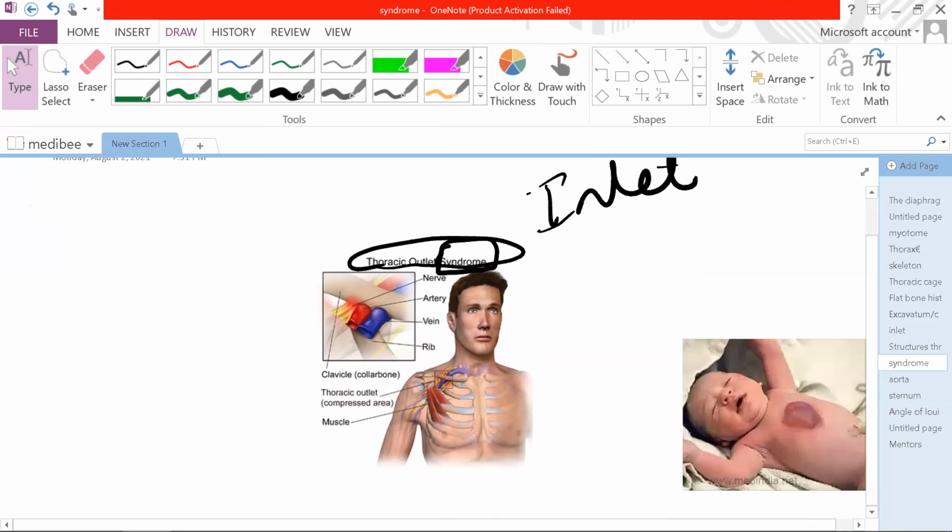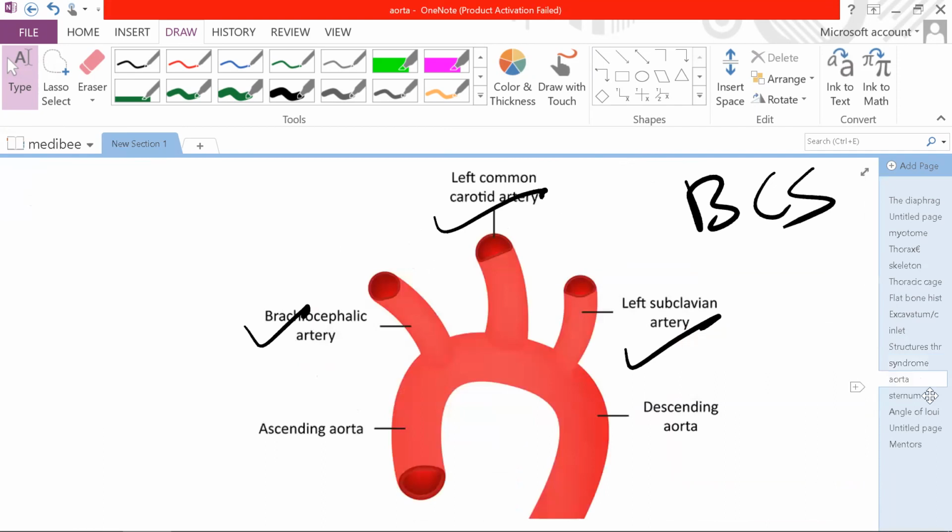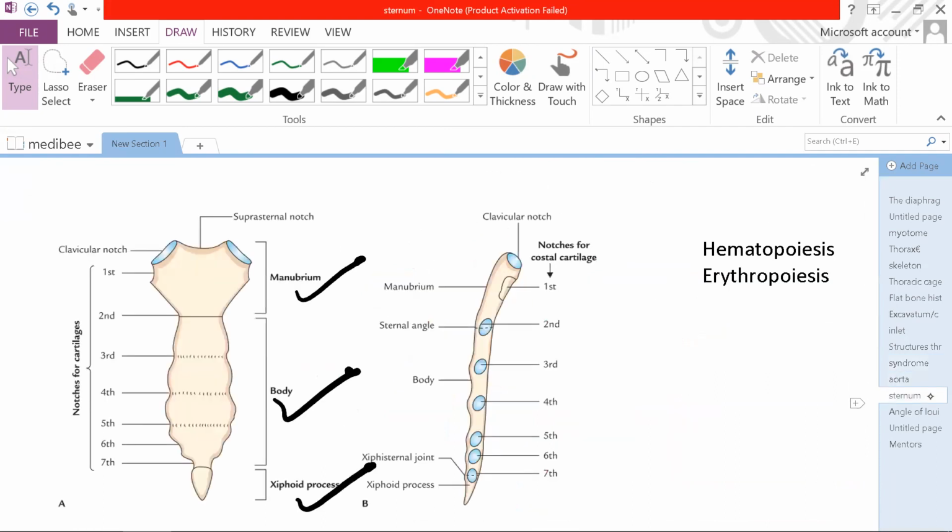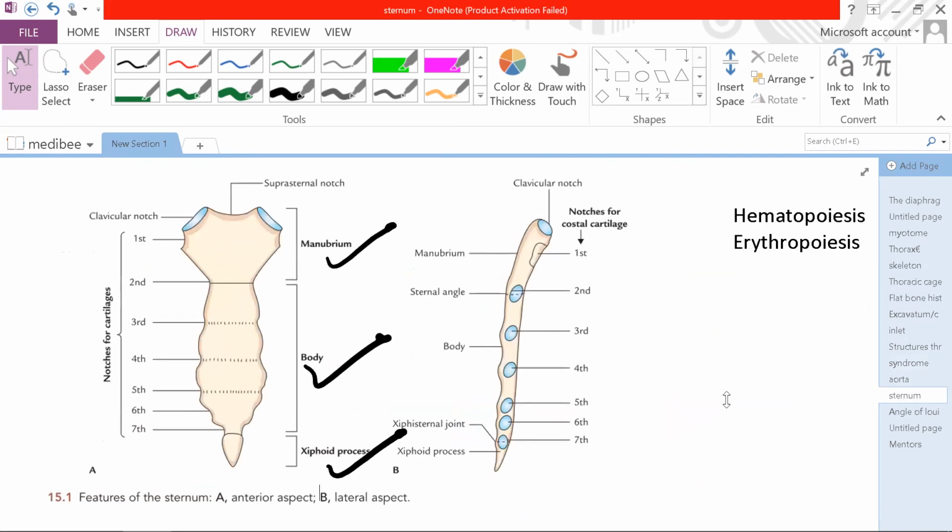Now let's go to the next important topic for today, which is the sternum. So for the sternum, up to here, do you have any question?